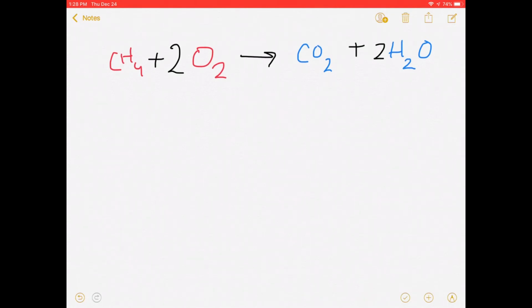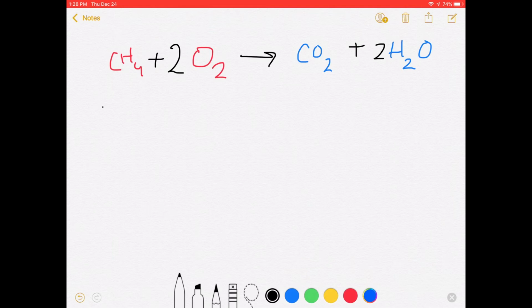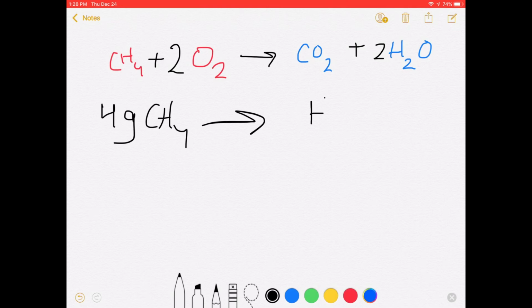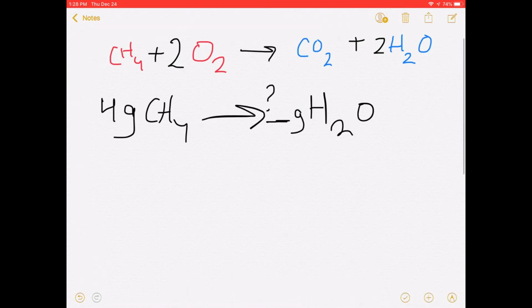So let's say we're told that in a lab we utilized only 4 grams of CH4. We have an unlimited amount of oxygen at our disposal. And before we complete any reaction, we need to predict how much H2O am I going to get? How much water am I going to get in grams? So how many grams of H2O will I get out of this? And this is where dimensional analysis comes in handy.